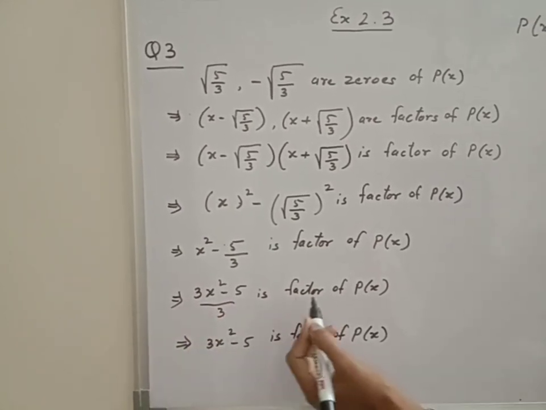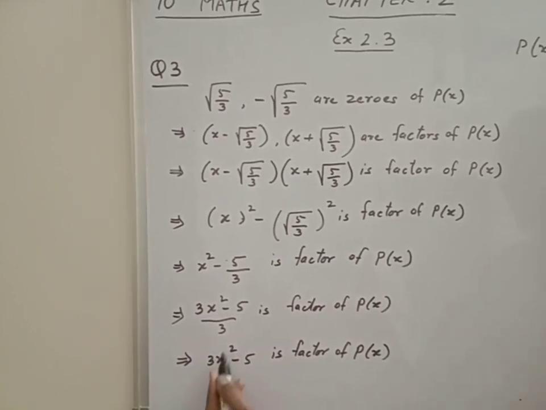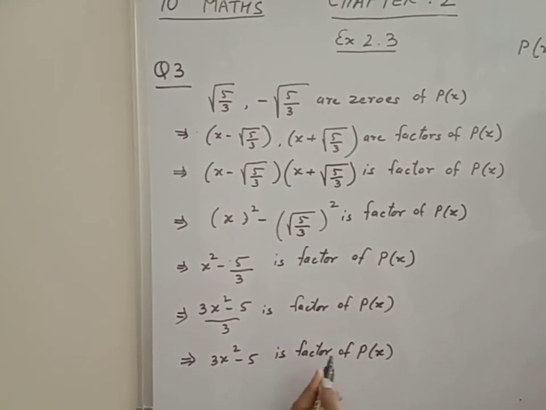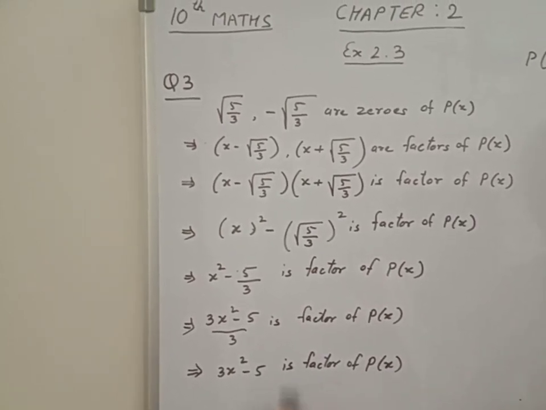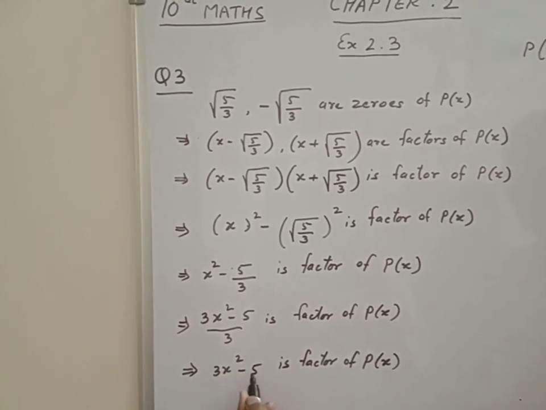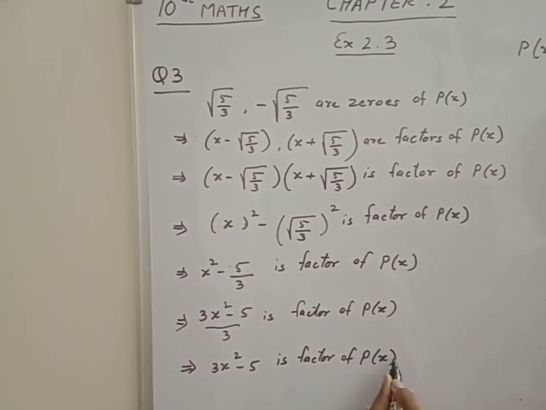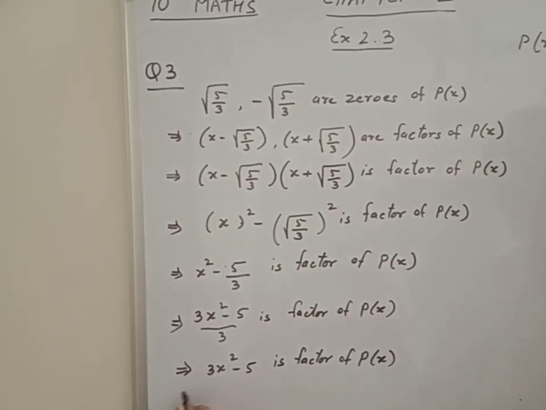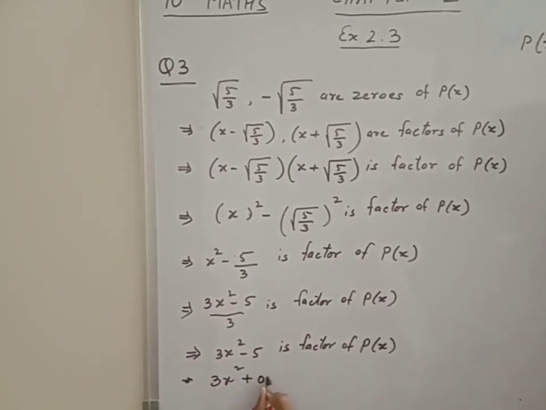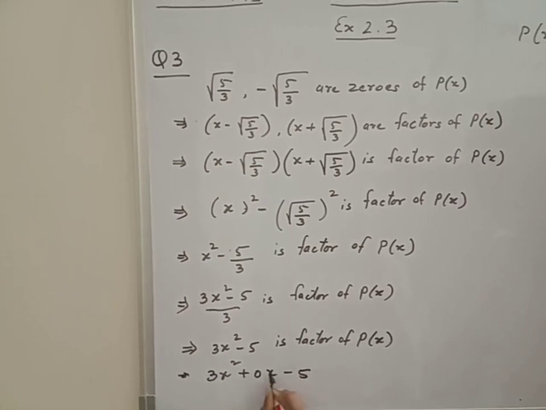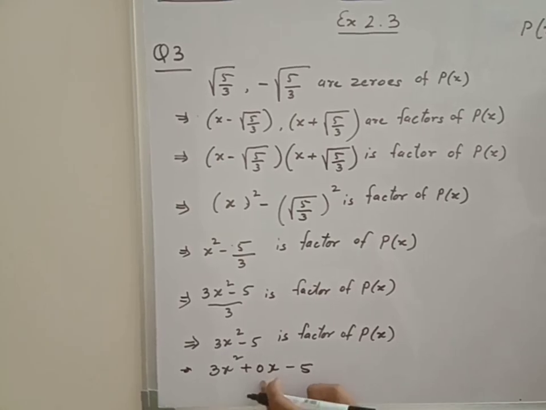3. So this is a factor of p(x). Now 3 is in the denominator, so we say that 3x square minus 5 is a factor of p(x). Now I will divide this p(x) by 3x square minus 5. First of all, I will change this into standard form. p(x) is already in standard form, but this is not, so I will write it like this: 3x square plus 0x minus 5. Now this will behave as g(x) and p(x) will be divided by g(x).